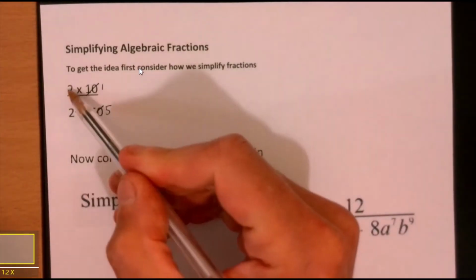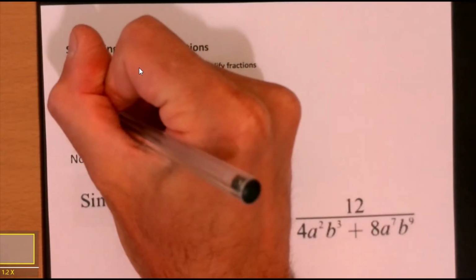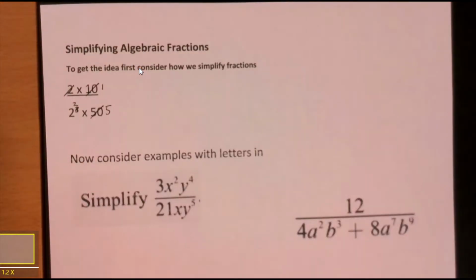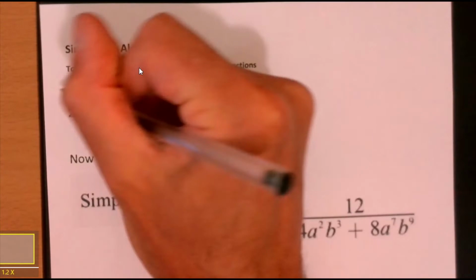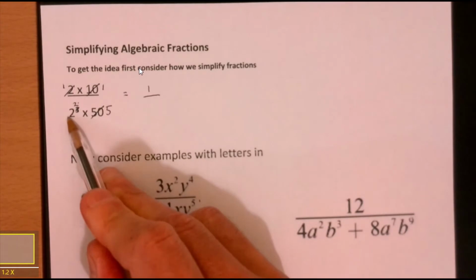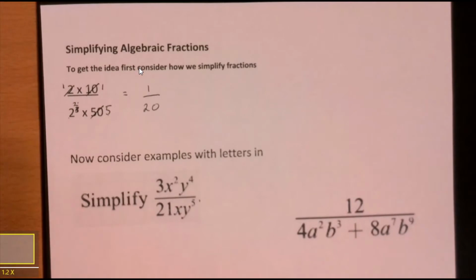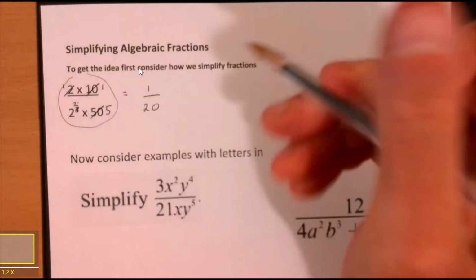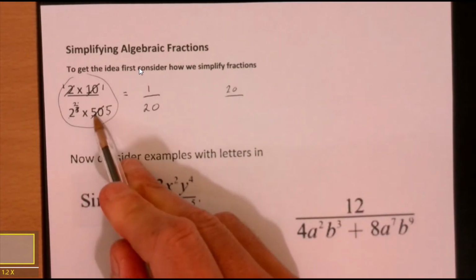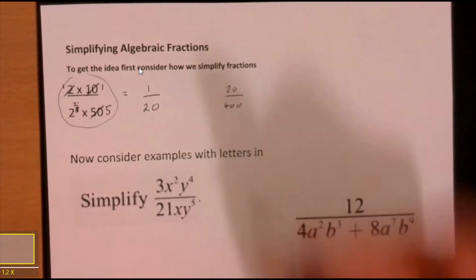If I had 2 over 2 times 2 times 2, I would rewrite that as 1 over 2 times 2, because one of those 2s would cancel with one of those. So the whole thing here is equal to 1 over 4 times 5, which is 1 over 20. If you don't believe me, take what you had to start with: 2 times 10, so that's 20, over 8 times 50, which is 400. If you cancel that down, it takes you to 1 over 20.